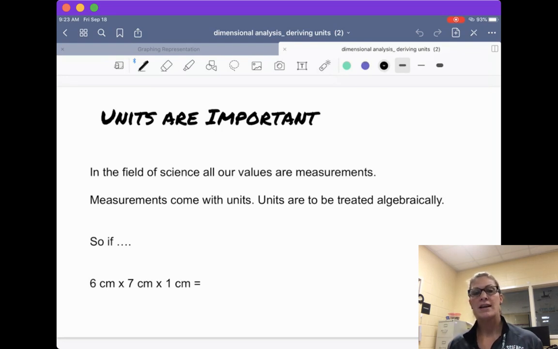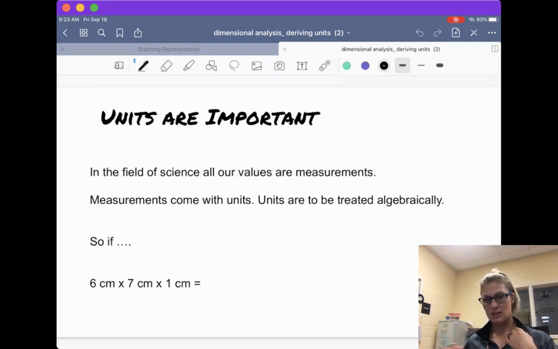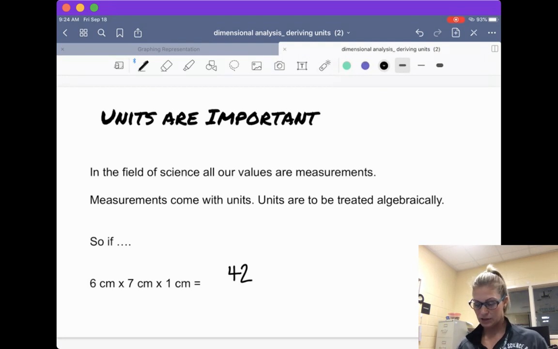So obviously we're finding the area of a cube or an area of a rectangle, and we are going to figure out what that volume is, right? So that's what area is, volume. So when we measure this with a ruler, we obviously measured it in centimeters. So I know that 6 times 7 times 1 is 42. Right? We know mathematically that's what the answer is.